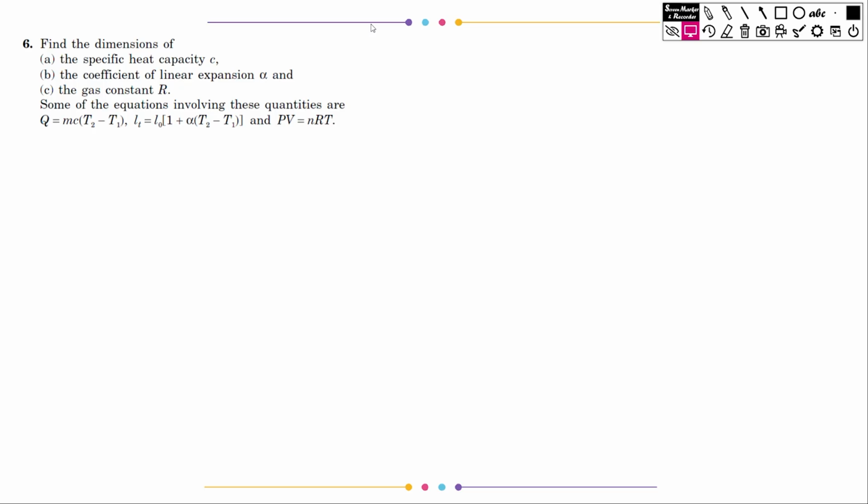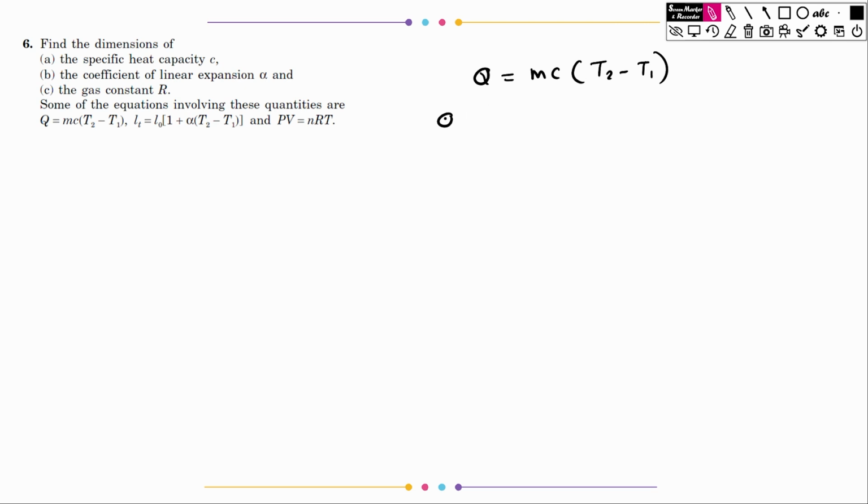We'll start with problem number 6. The problem states, find the dimensions of the specific heat capacity C, the coefficient of linear expansion alpha, and the gas constant R. And the corresponding equations are given below. We'll take the first equation, that is Q is equal to mc (T2 minus T1).